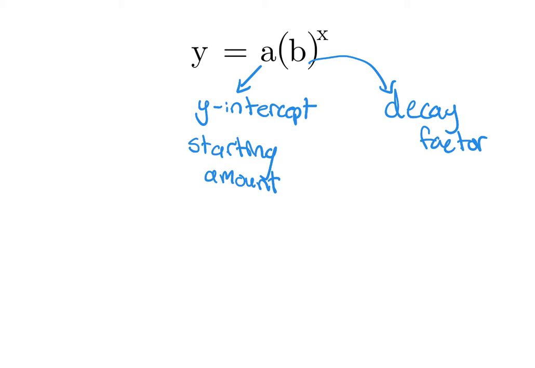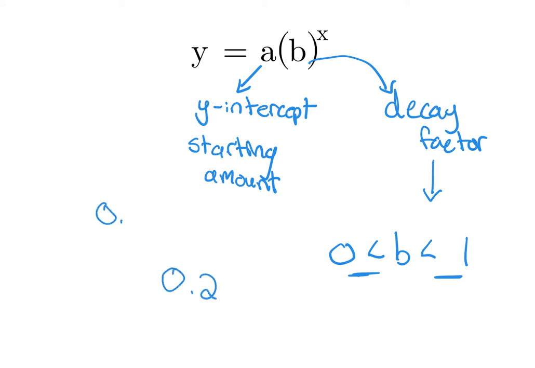So for growth, b had to be greater than 1. For decay, b has to be in between 0 and 1. So it's greater than 0, but it's less than 1. So we're dealing with numbers like 0.2, 0.5, 3/4. Those types of numbers, if that's your b value, then it will decay or decrease.